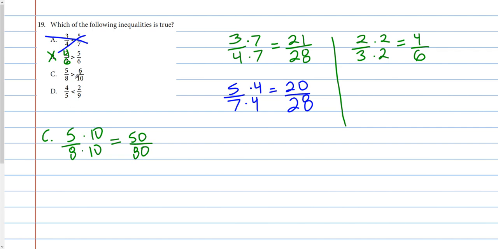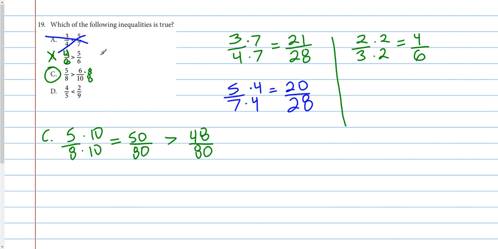And then I want to compare that to the other one, 6 over 10. And if I multiply that by the other number, 8, multiply by 8 on top and bottom, well, I would get 6 times 8, I would get 48. And 10 times 8, I would get 80. And I would have the same greater than symbol there. And that is true. 50 is greater than 48. So that would be our answer there, C.